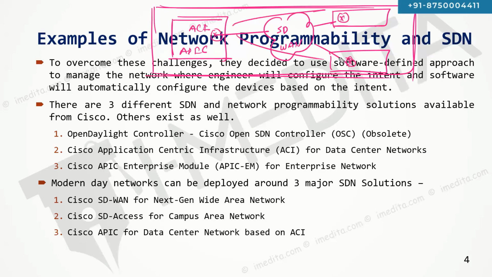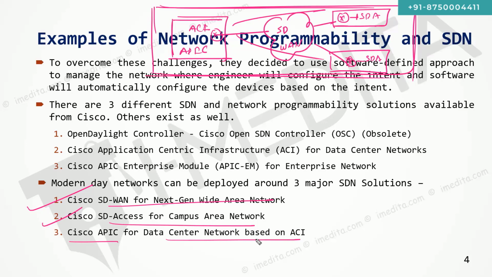These SD-WAN routers can form secure IPsec tunnels from one end to the other in an automated fashion. So WAN connectivity we can do with the help of SD-WAN. And then for the campus local area network, we can have SD-Access, or SDA, to manage the campus LAN devices. So for an end-to-end SDN solution, you can go for SD-WAN for the next-gen wide area network, SD-Access for the campus area network, and Epic for the data center based on ACI.